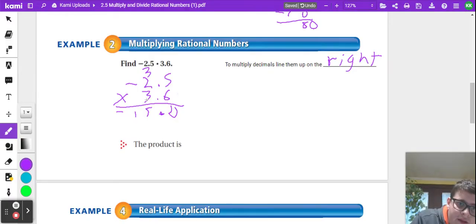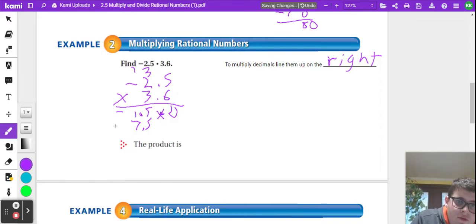And then we've got 3 times 0.5 and 2. So 3 times 5, 15, 5. We have a 1 over here. And then 3 times 2, 6. Add the 1, 7. So I actually accidentally put that there. We should have the decimal over here instead of there.